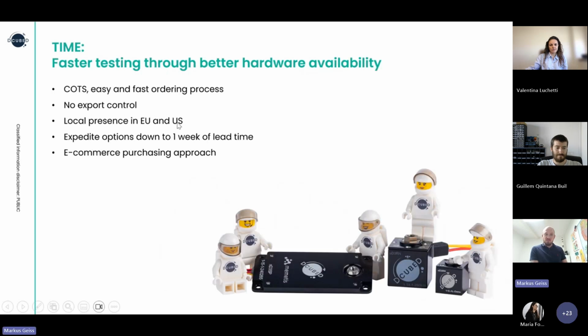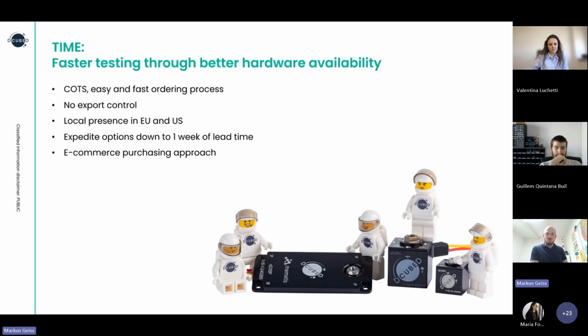That, of course, saves you time, and also the fact that our hardware is rapidly available as commercial off-the-shelf products. That saves you time and makes sure that you will meet your testing schedule, your pre-booked testing slot at a test house externally. So we offer them through a very easy and fast ordering process.